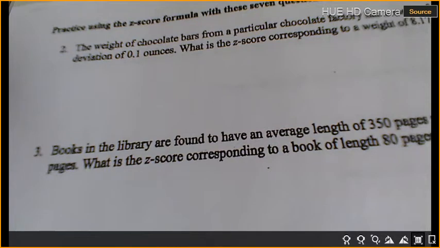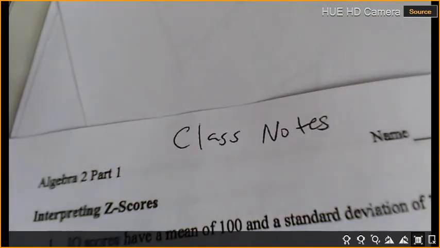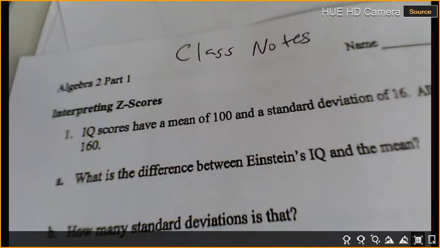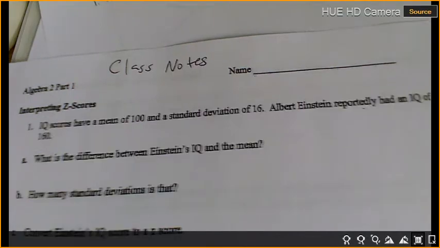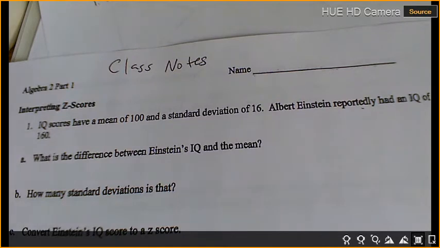Right, so ladies and gentlemen, we are looking at today's notes, which is interpreting z-scores. This is very similar to what we did yesterday. I actually think it's a little bit easier in some ways. Okay, so here's the problem. We've got a problem, and then we've got 4 different things that we have to do with it.